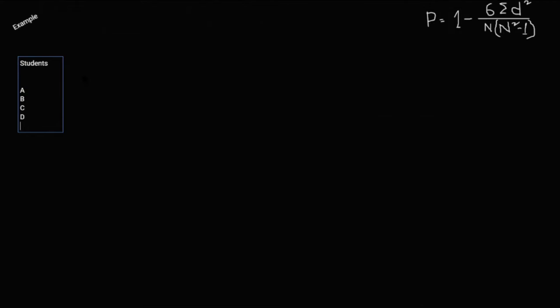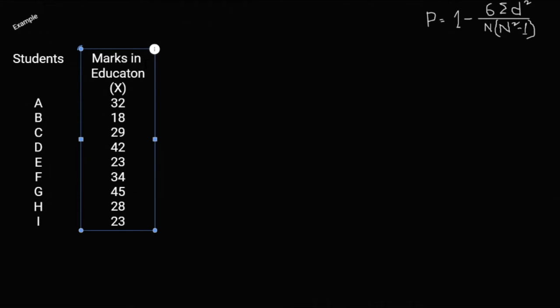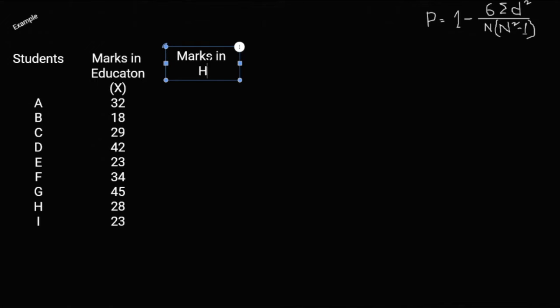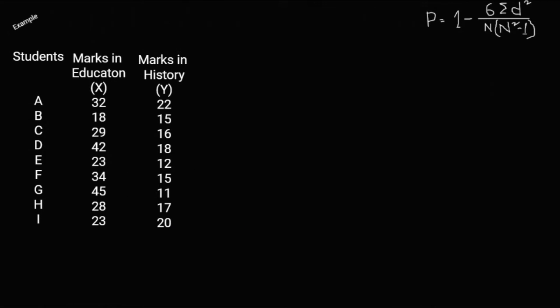In the example, there are a total of 9 students, A to I. The first variable, marks in education or X: 32, 18, 29, 42, 23, 34, 45, 28 and 23. The next variable, marks in history, Y: 22, 15, 16, 18, 20, 12, 15, 11, 17 and 20. Here is the example with two variables, marks in education and marks in history.